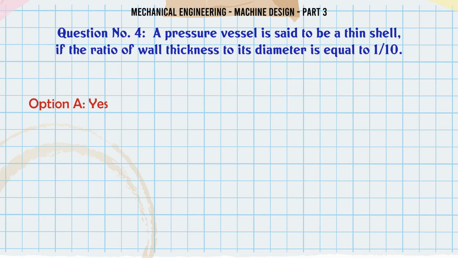A pressure vessel is said to be a thin shell if the ratio of wall thickness to its diameter is equal to 1/10. A. Yes, B. No. The correct answer is no.